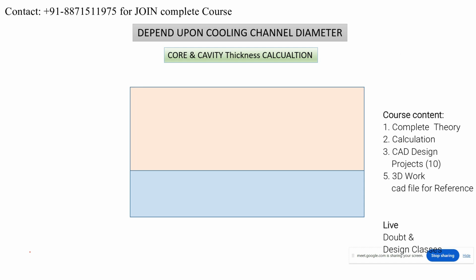So right now, depending upon the cooling channel, I am deciding the core and the cavity thickness calculation. Is it clear? See here, for example, I have a component like this, and here I have to use the cooling pipe. So from the cooling channel to this face, there should be a distance. How much? Tell me, depending upon the possible manufacturing. 15 to 20? 15 mm I can take, right or wrong? Okay, just right now, just suggest.